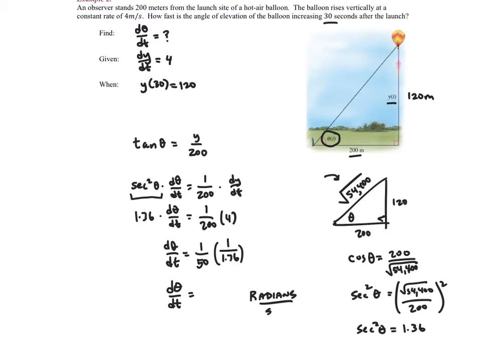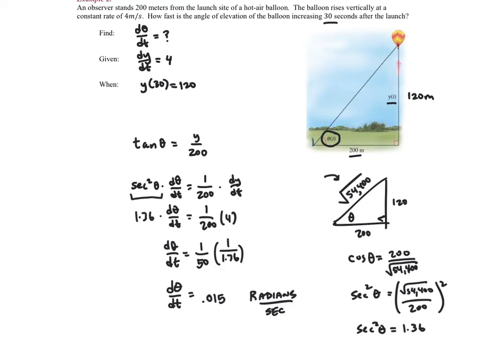I think it's seconds. Okay, so use your calculator and take 1 over 50 and divide it by 1.36, and we get 0.015 to three decimal places, which would be 0.015 radians per second. So that is the rate at which the angle is increasing as all of the other properties of this problem are continuing to move over time.